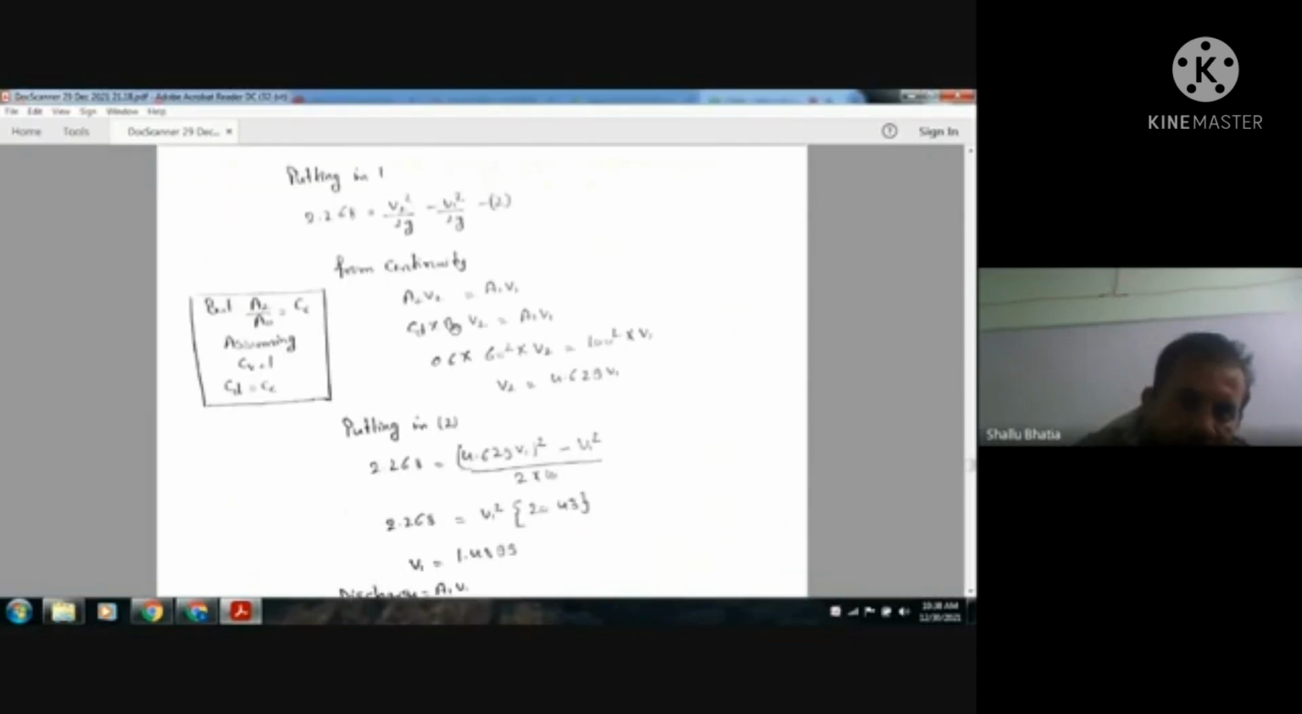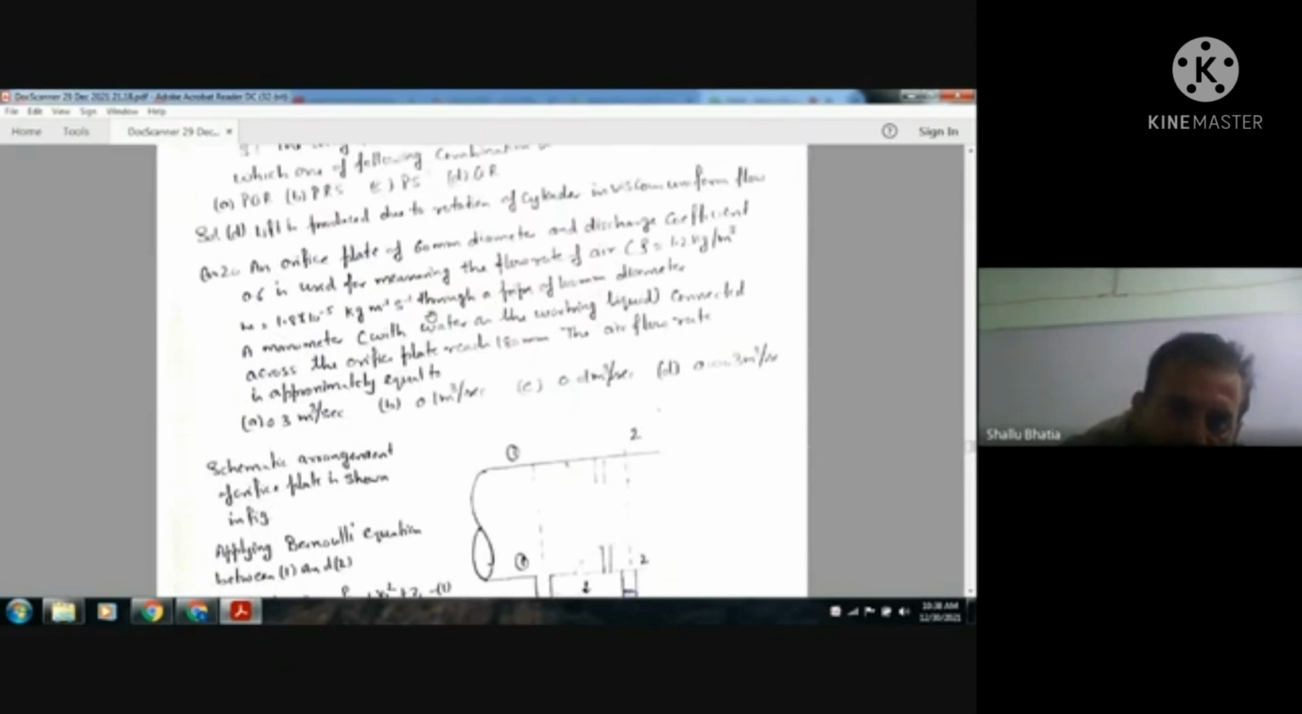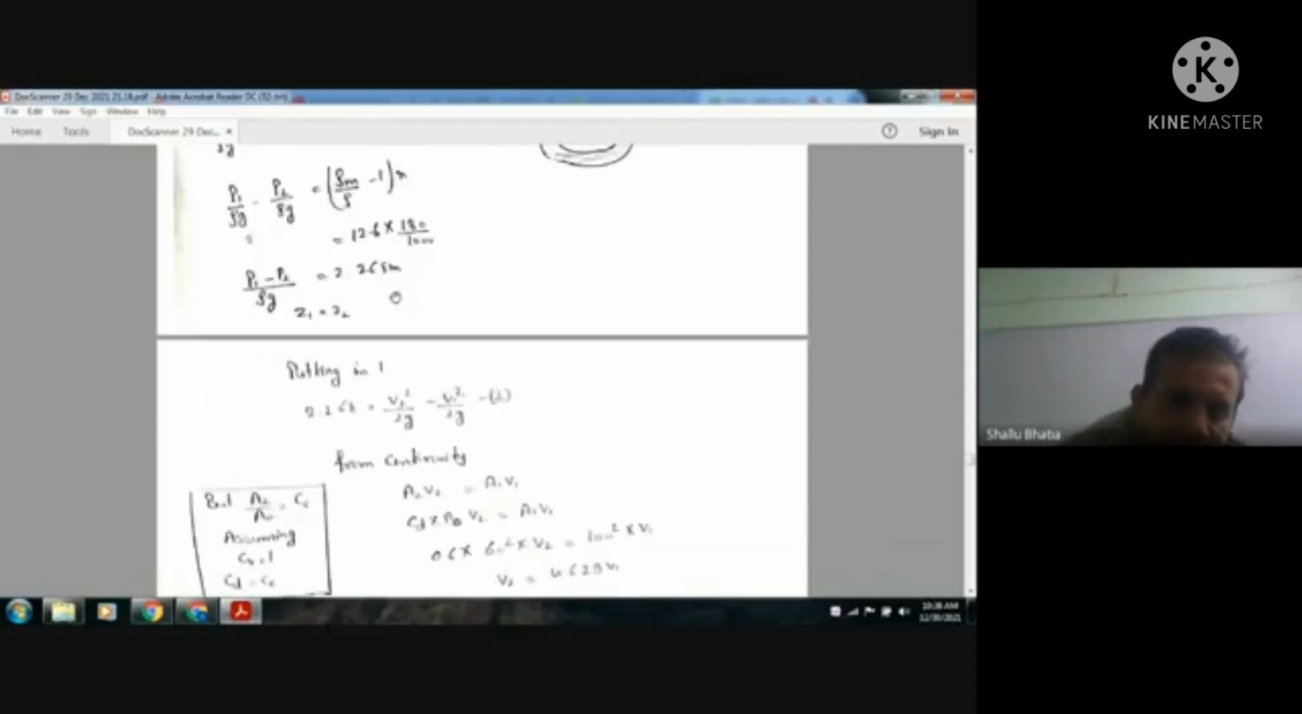a1 v1 equals a2 v2. Okay. Here it is given that the diameter is 60 mm, and the coefficient of discharge is 0.6. Okay, and we assume that CD is 1. So whatever CD is there, that is CC, the coefficient of contraction, because CD is CD into CC, so CD is your CC. Okay, so this CD is given as 0.6.